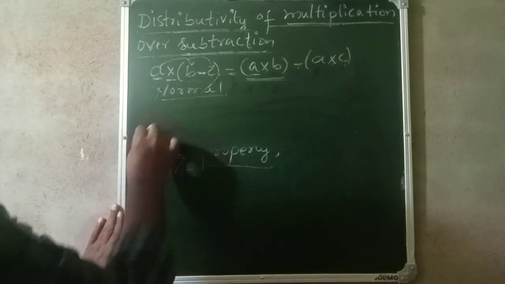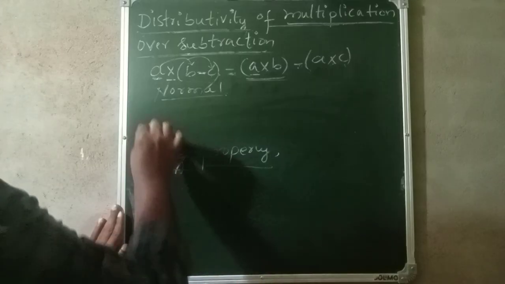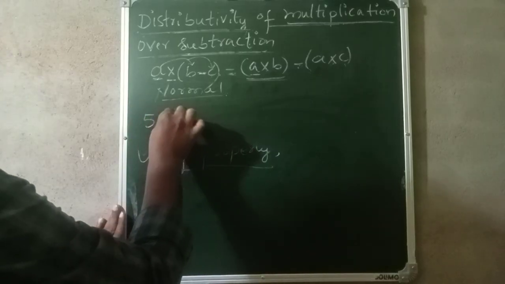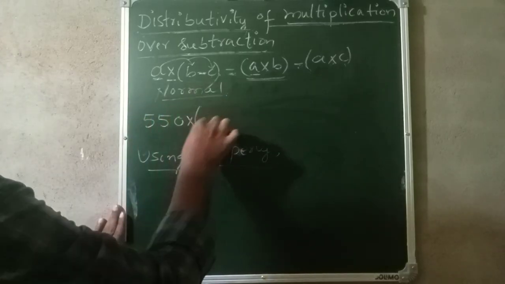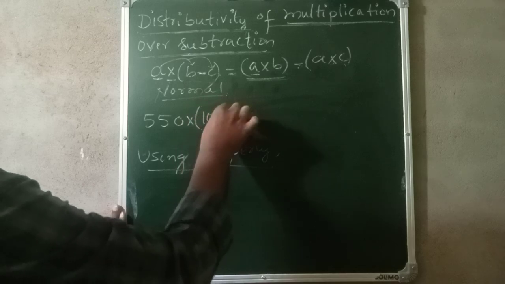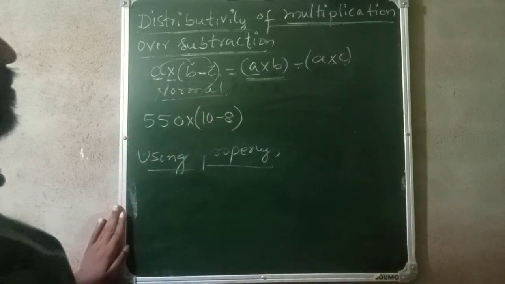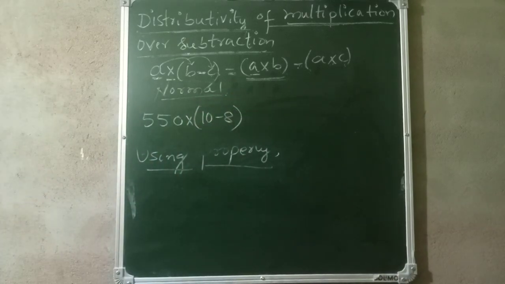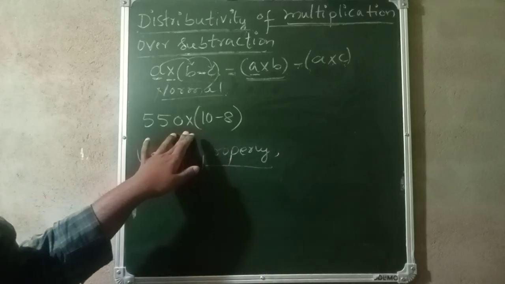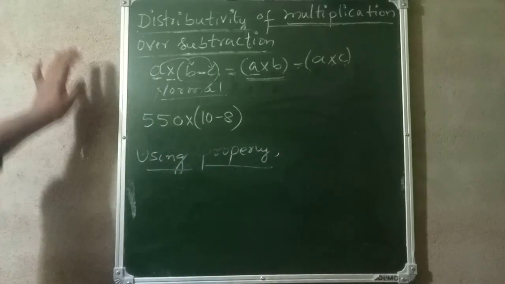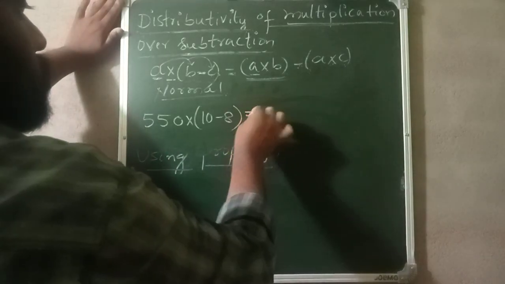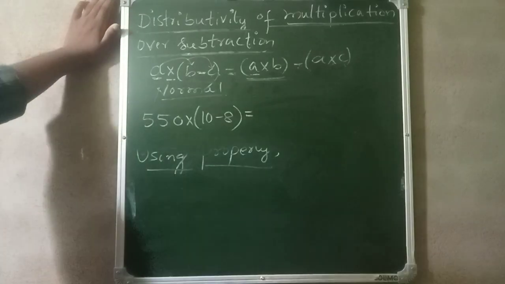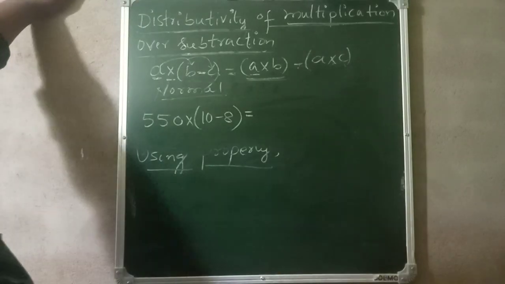So the next expression I will take is 550 into (10 minus 8). First I will simplify this using normal multiplication. So it is equal to, how can we do it using normal multiplication.